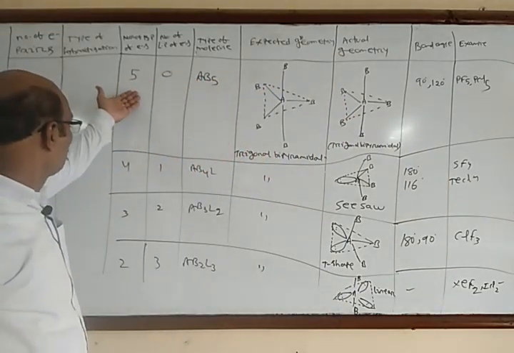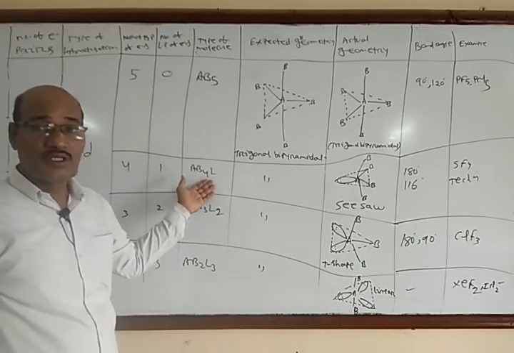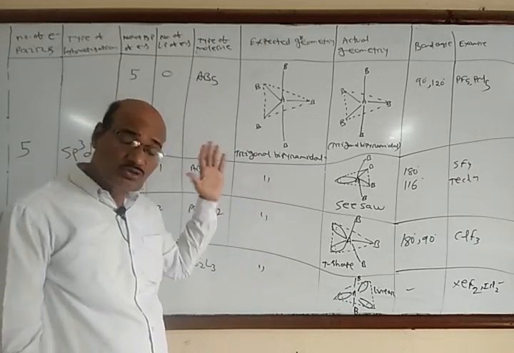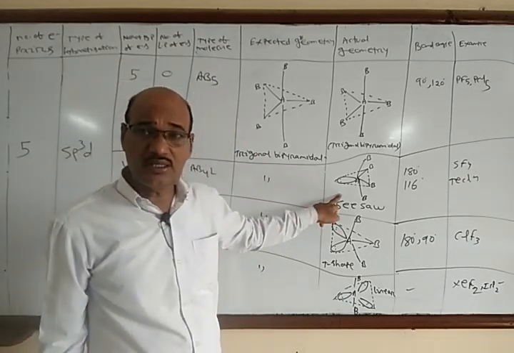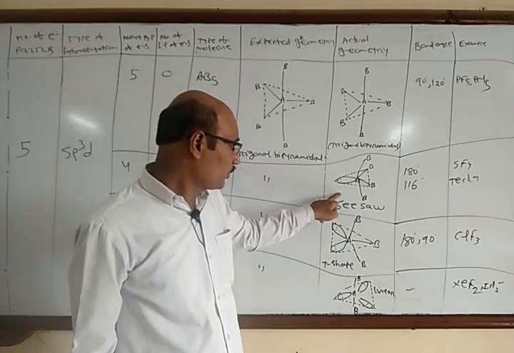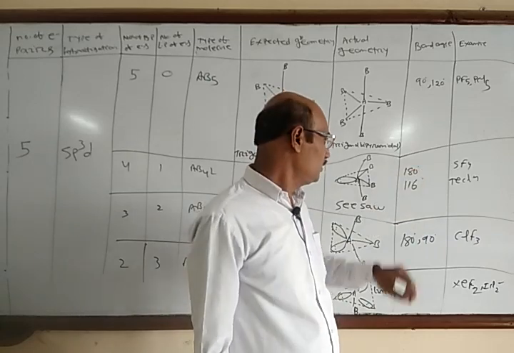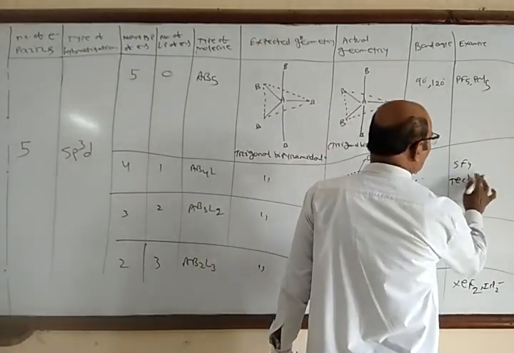Now, when we have 4 bond pair and 1 lone pair, AB4L type, the expected geometry in all the cases is the same, but the actual geometry in this case will be what? Seesaw. This will be the geometrical arrangement. Here we have 180 degree and 116 degree bond angles, and the examples are TeCl4, SF4, etc.